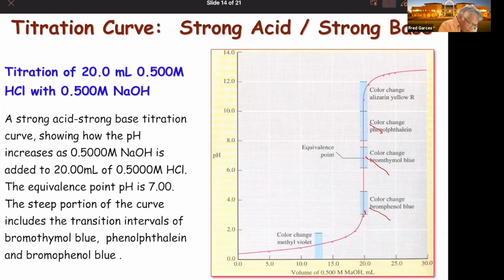So look over here. If you use this particular indicator, you're still going to get the equivalent volume because the color will change right at that volume. If you use bromothymol indicator, you're still going to get the equivalent volume. Why? Because the color will change right at that pH region. Whether you use phenolphthalein, alizarin yellow, or bromothymol blue, because the inflection point is so steep, it really doesn't matter.